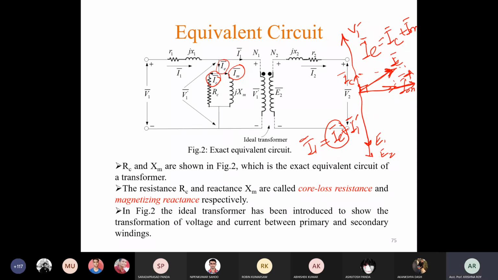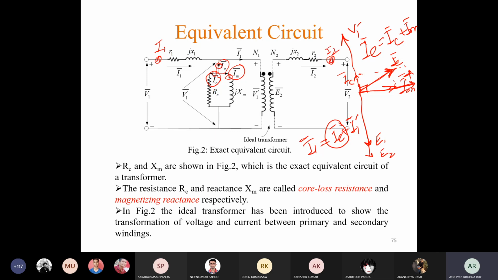See, in practice, we cannot connect one ammeter here, one ammeter here, or one ammeter here. Practically, we can connect one ammeter here only and one ammeter here only. So this ammeter will read the primary current, I1, and this ammeter will read I2 only.